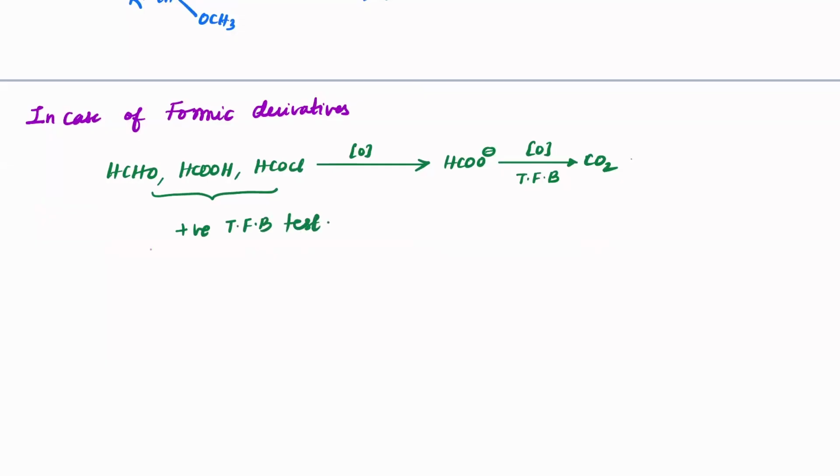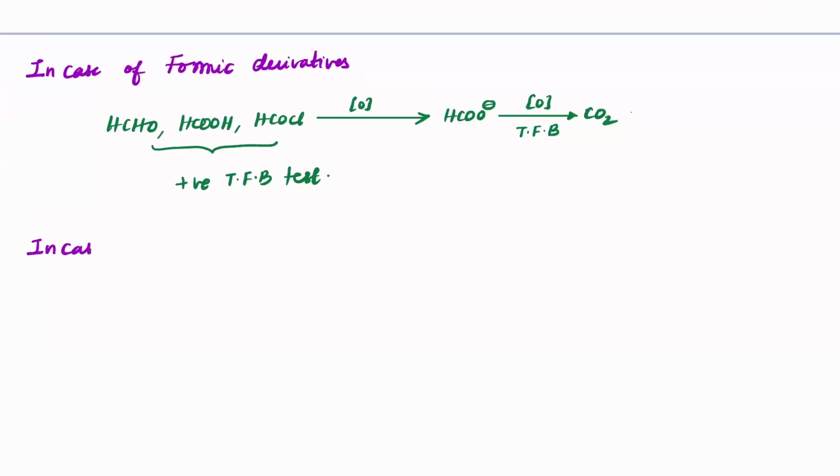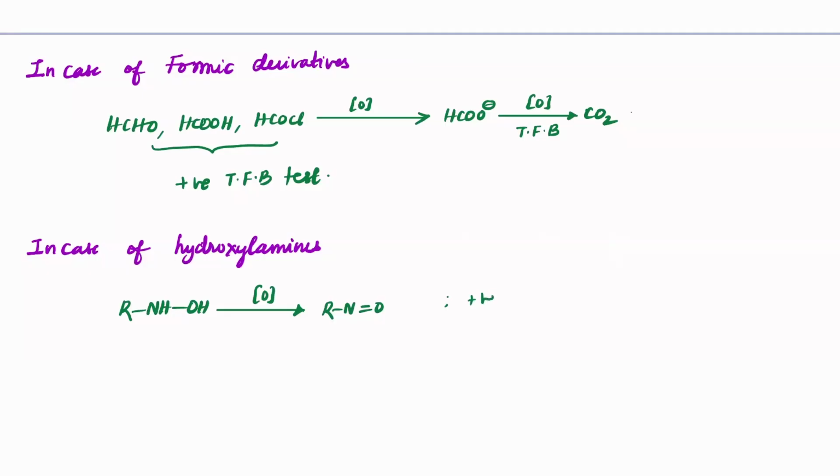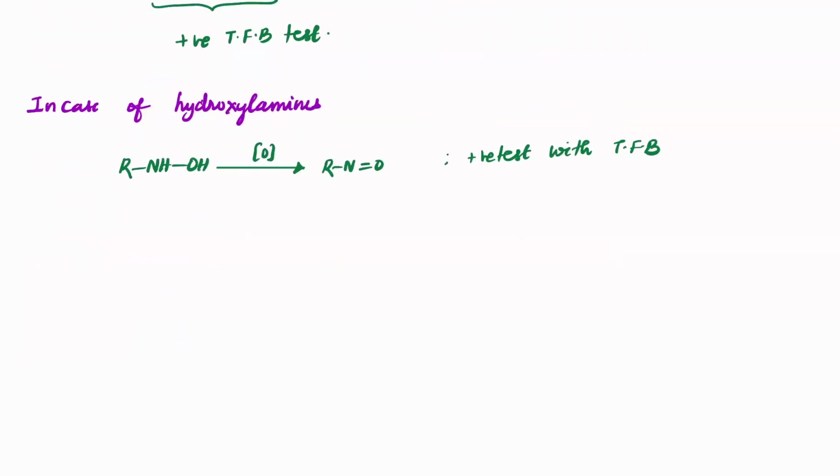Next, in case of hydroxylamines, that is, if you have RNHOH, this will get easily oxidized to convert into RN double bond O. So this will give positive test with Tollens, Fehling's and Benedict. So in case of hydroxylamine, this is what you'll get.